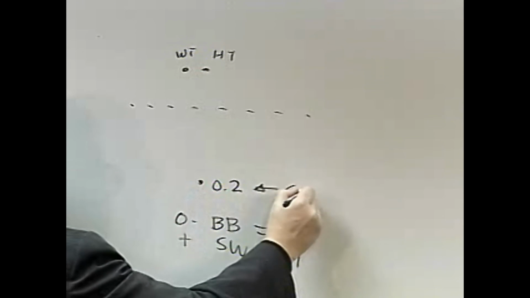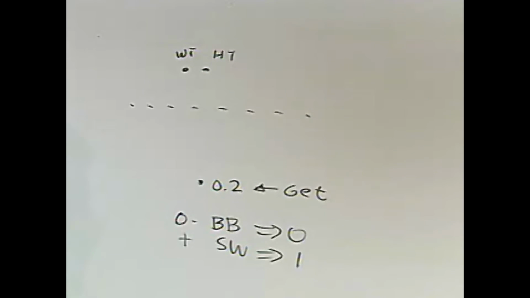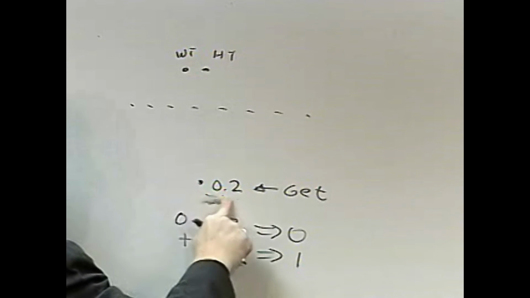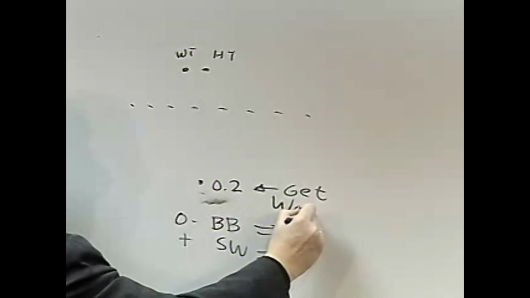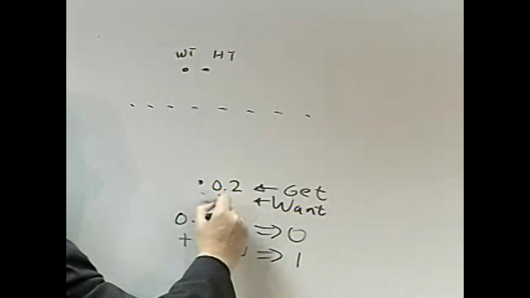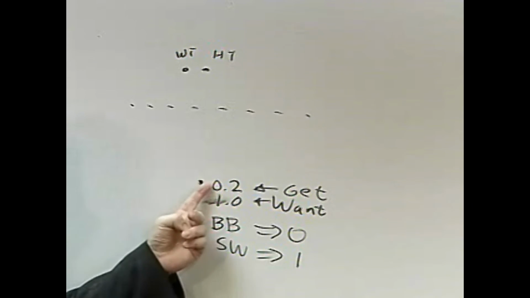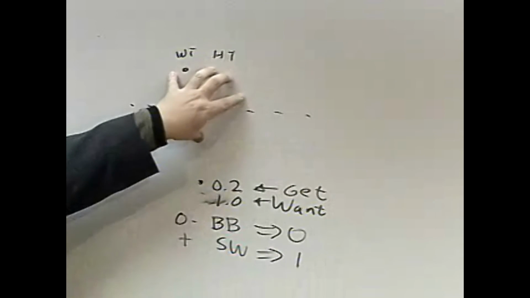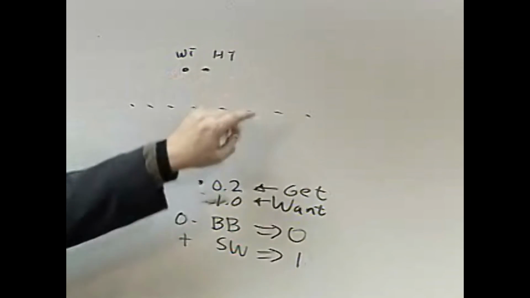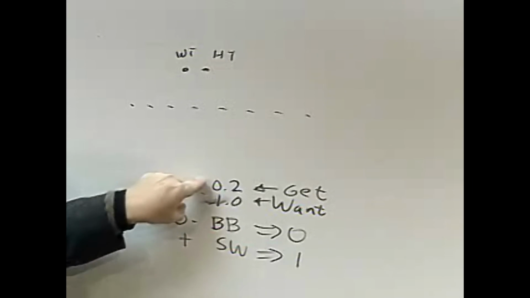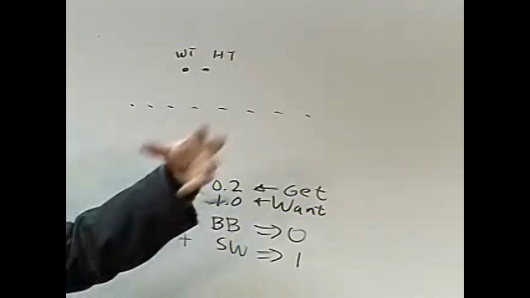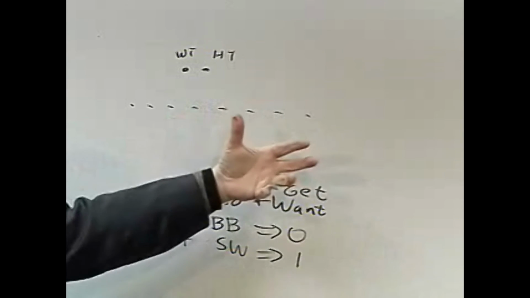Well, this is what we get, right? But that's not what we want. What do we want? If it's a sumo wrestler, what do we want? We want a 1, don't we? So there's actually an error here. And what we do is we take the difference between the two and we adjust these weights in such a fashion that the next time we see that sumo wrestler, that output is a little bit closer to the 1.